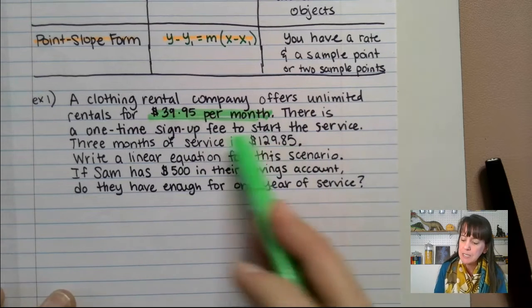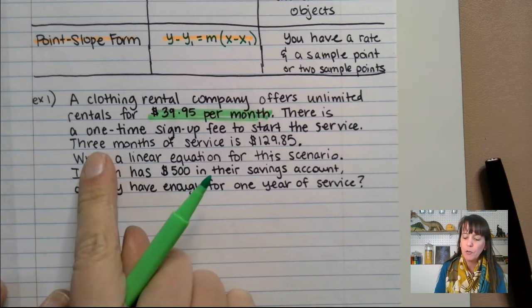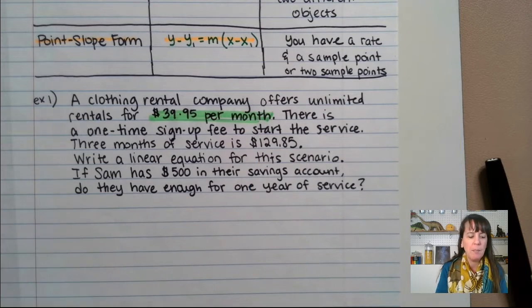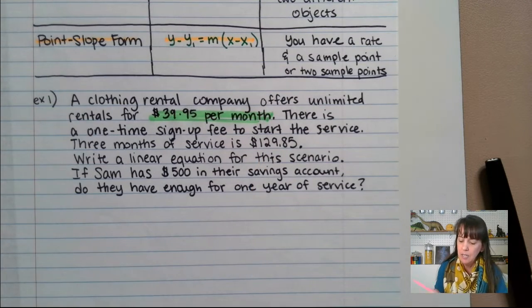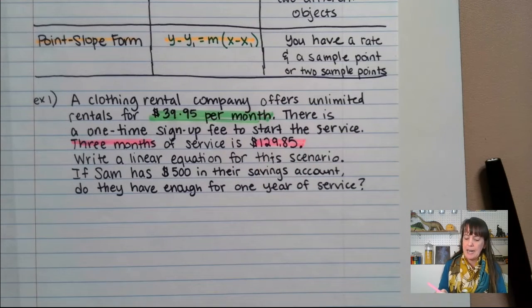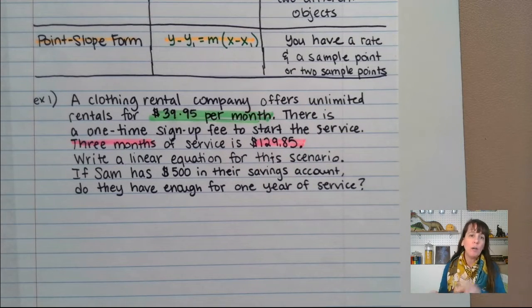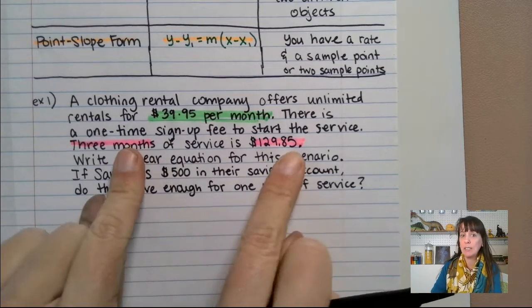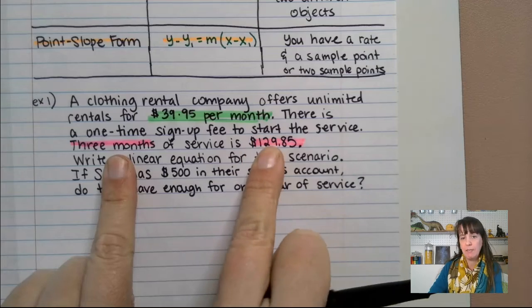There is a one-time sign-up fee to start this service. 3 months of service is $129.85. I'm going to highlight that in a different color so we can see. So 3 months is $129.85. Okay, so here we have a rate and we have a sample point. For 3 months of service, we have this amount.